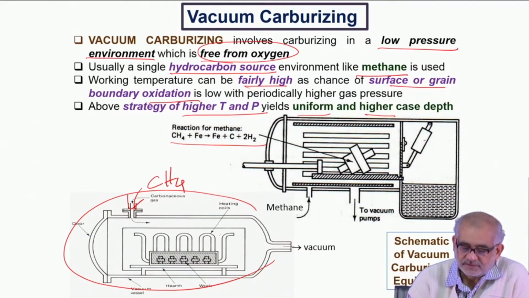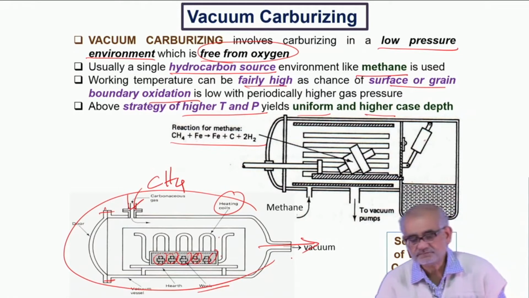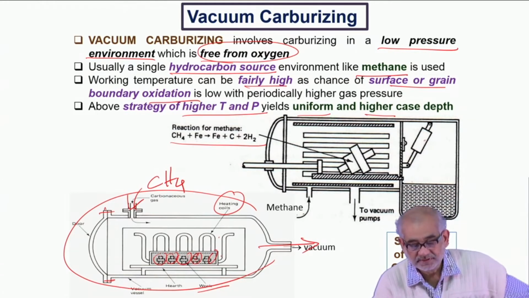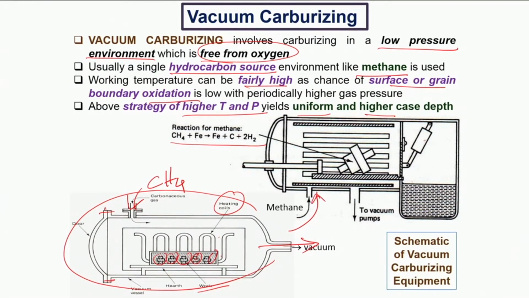And so these are the heating coils. This is the workpiece. These are the workpiece. And so these are the, let's say, tiny little workpiece here. And this whole chamber is evacuated. So these doors are sealed here, and this is how you evacuate. Whatever components you keep in, you expose them to methane, and the reacted gas actually comes out through this opening.